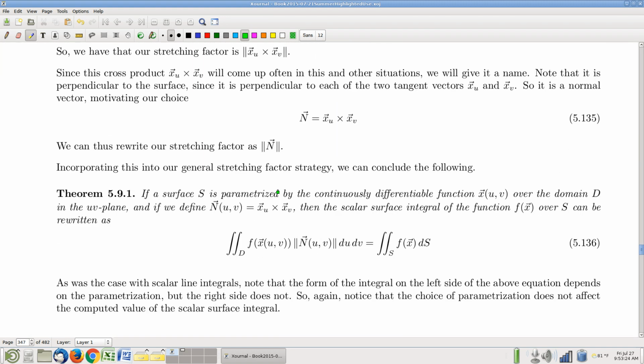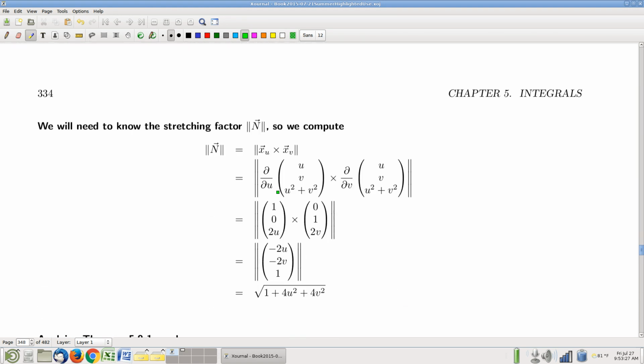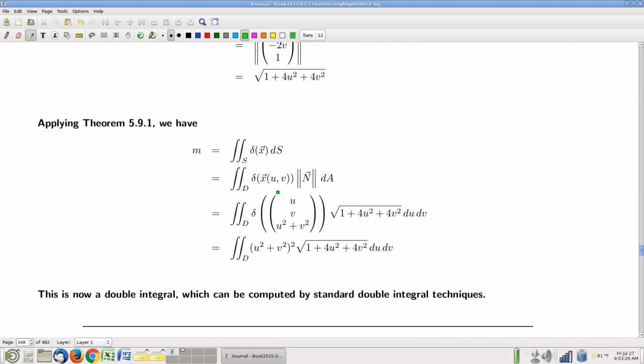Alrighty. Right, so here we go. So there's our stretching factor. Everything else is a matter of plugging in. So we just did the stretching factor, so let's deal with that part first. There's our ds. Our ds progresses just as described. The stretching factor is what you multiply by du dv to get ds. We just computed it. Stick it in there. Cool. Everybody happy?